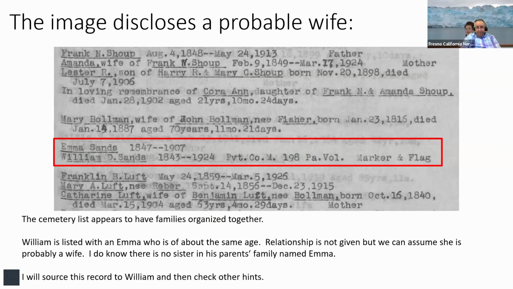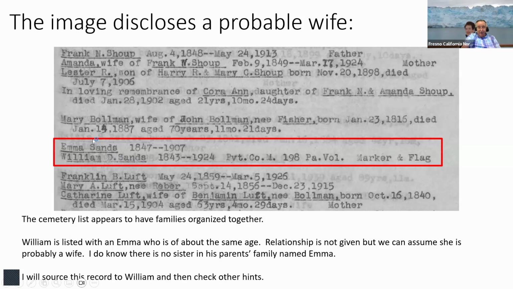And so here's William with the year of birth and the year of death that was known. He happened to be a member of the Union Army during the Civil War. It says his stone has a marker and a flag. And it's got an Emma Sands, who's about the same age, tied to him. And the assumption would be, because they're about the same age, that Emma's probably his wife. We don't know that yet, but that gives us a hint for something to look for.